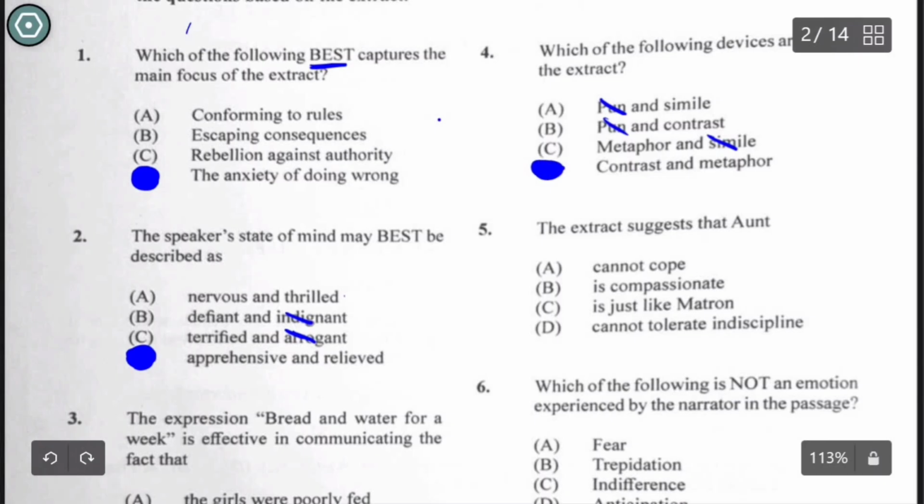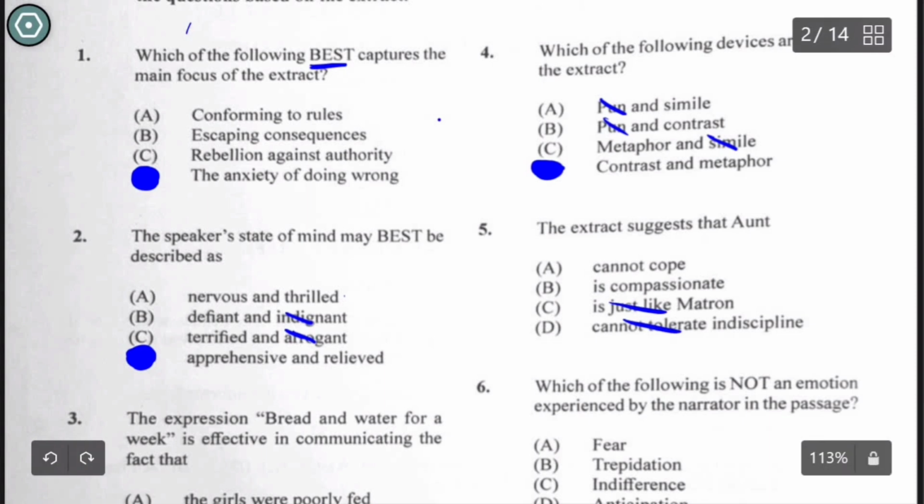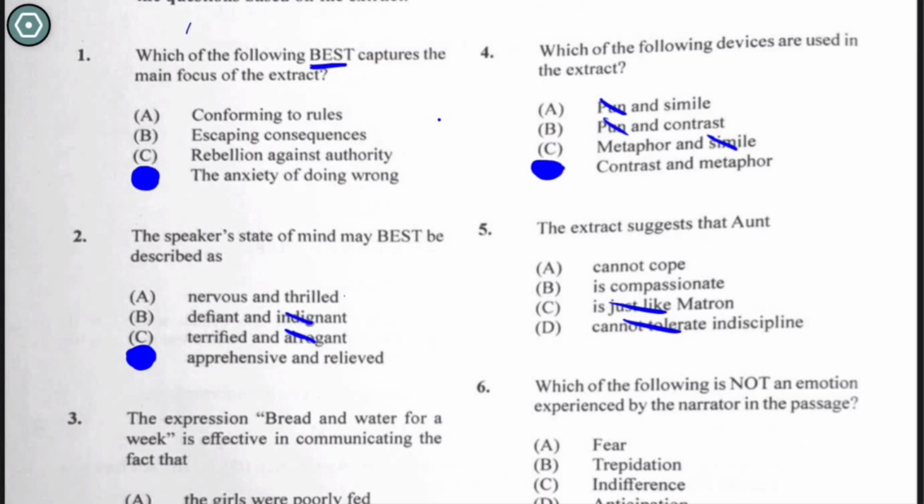Number 5, the extract suggests that aunt cannot cope, is compassionate, is just like matron, cannot tolerate indiscipline. I would rule out C and D first of all, because that's the main comparison that she made between matron and aunt. That even further pushed the narrative of her being relieved that it was aunt who was in charge at the time and not matron. Okay?